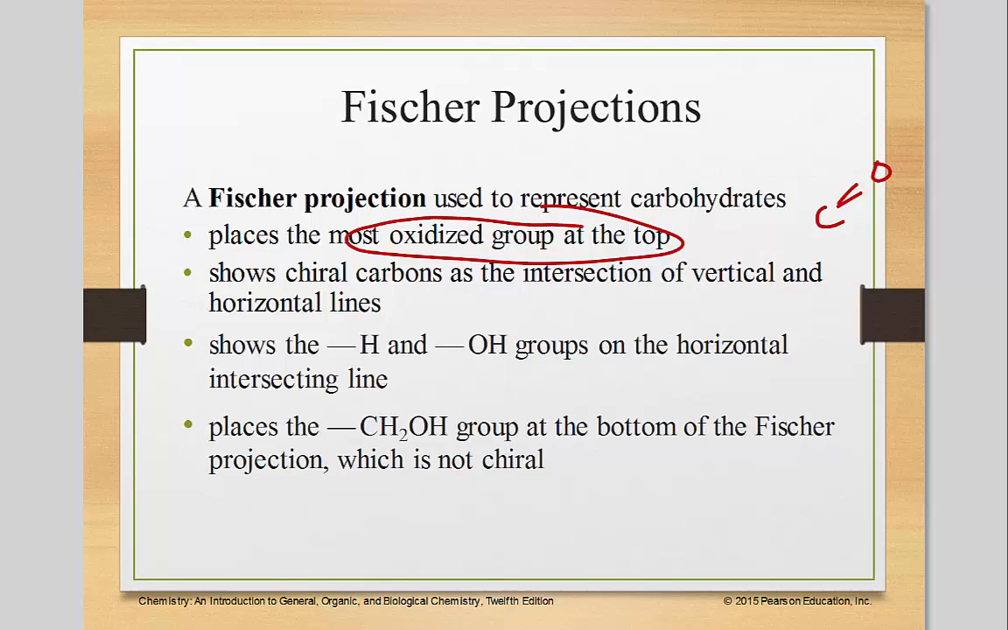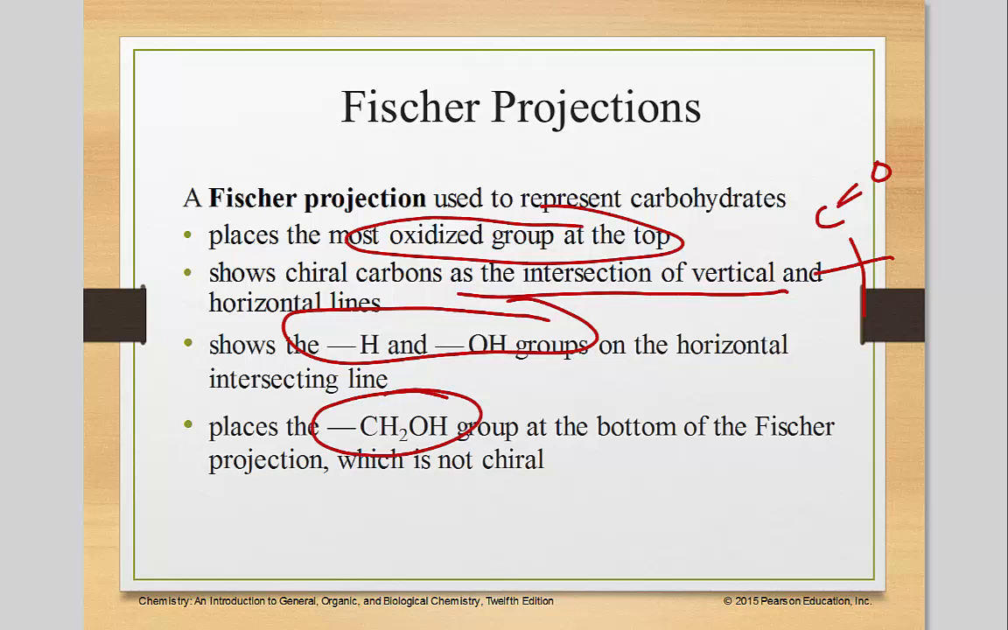It shows all the chiral carbons as an intersection of vertical and horizontal lines, so they basically look like big plus signs. It shows the hydrogen and OH groups on the horizontal intersecting lines, and places the CH2OH group at the bottom.